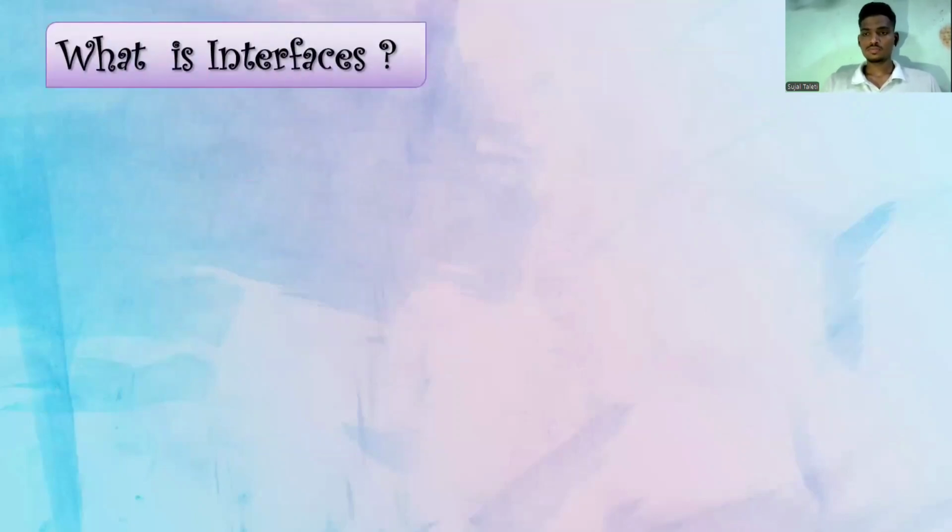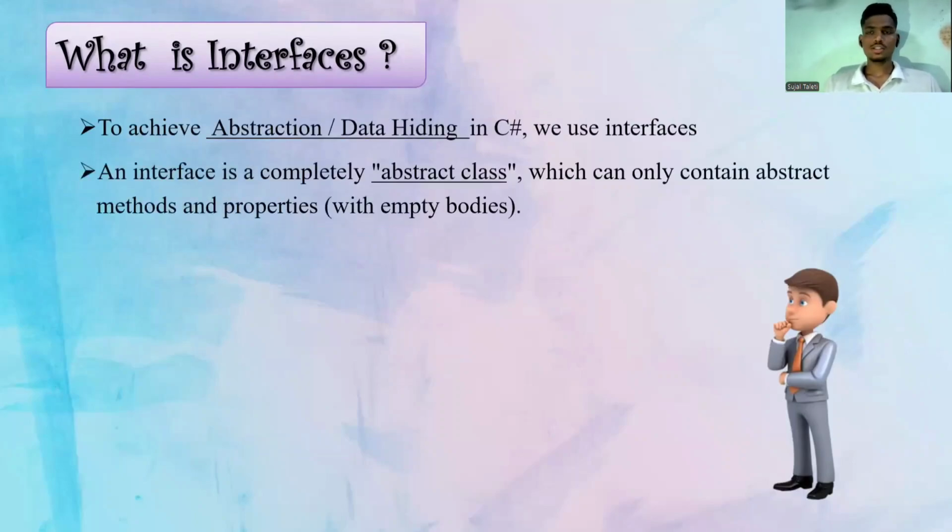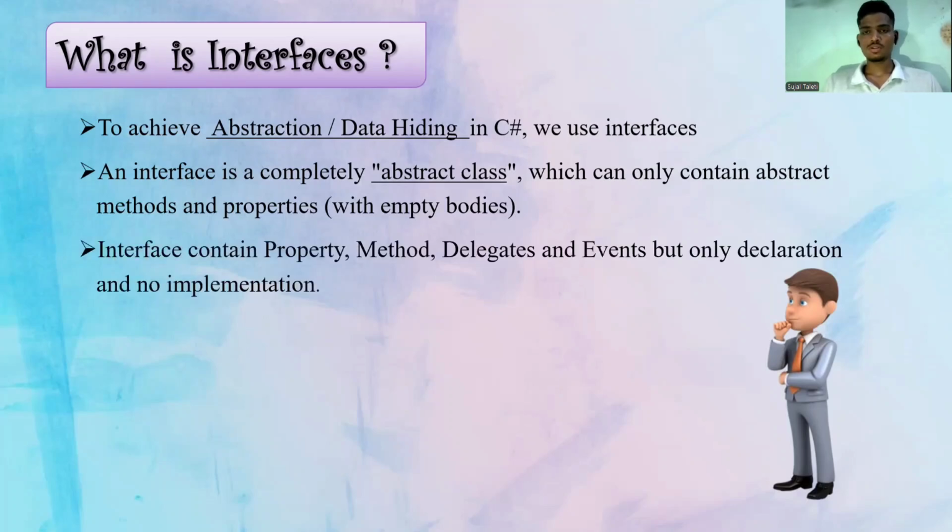Then the first topic is what is an interface. To achieve data hiding and abstraction in C#, we use interfaces. An interface is a completely abstract class. Abstract class means it acts as a base class which can be used to inherit. It can contain only methods and properties without body. The interface can contain property, method, delegate, and event, but only for declaration and not for implementation.